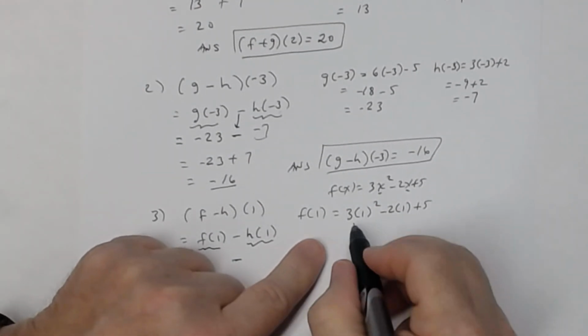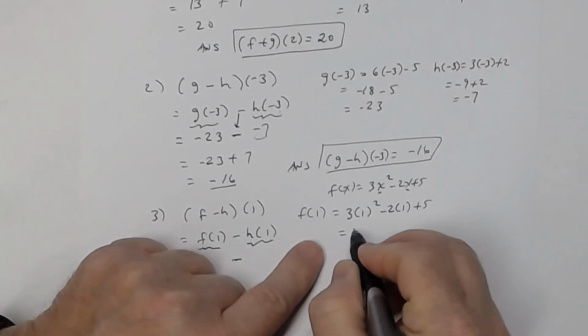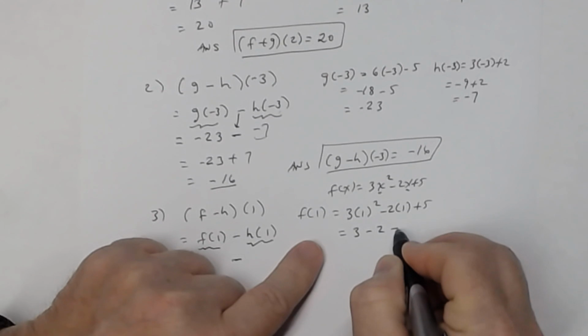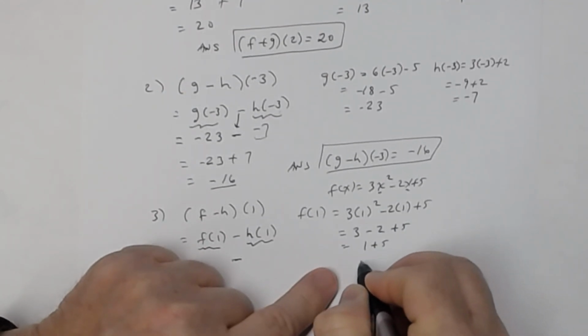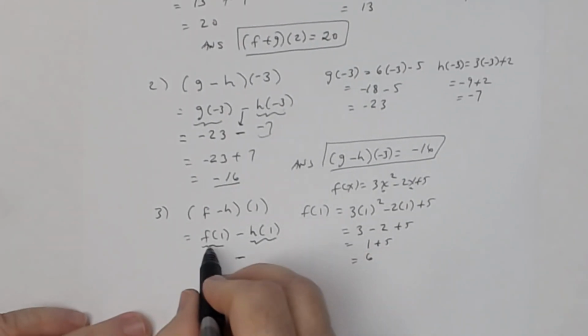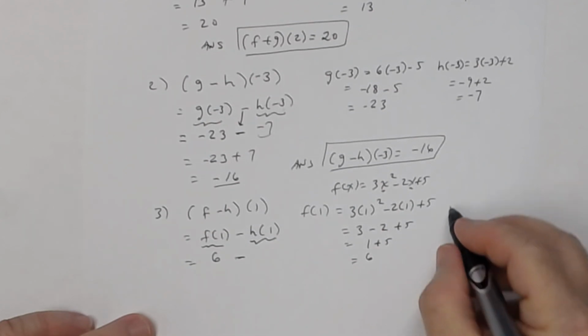And so then 1 squared is 1, and 1 times 3 is 3. So this becomes 3 minus 2 plus 5. 3 subtract 2 is 1, and 1 plus 5 is 6. So f of 1 is going to be 6. Then we figure out what h of 1 is.